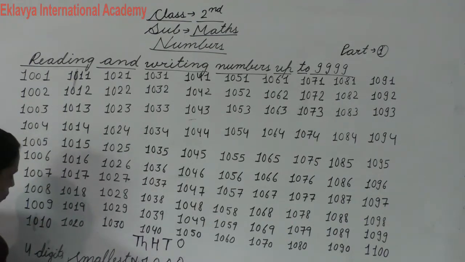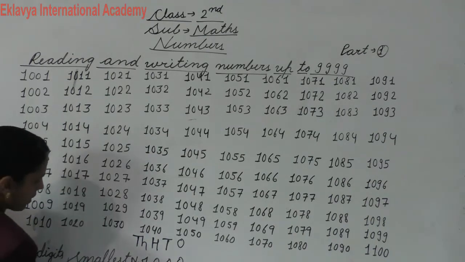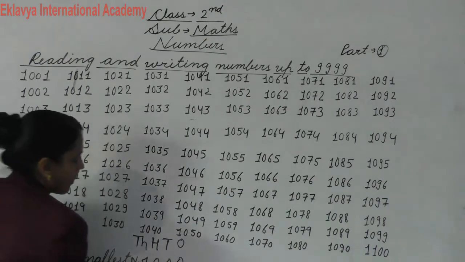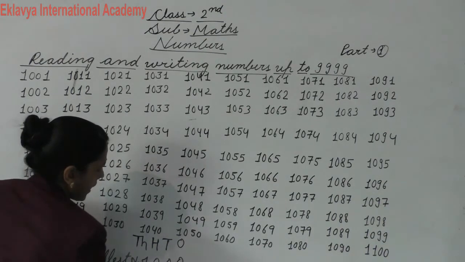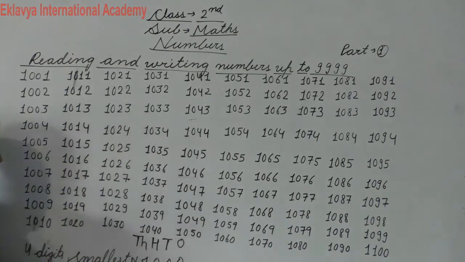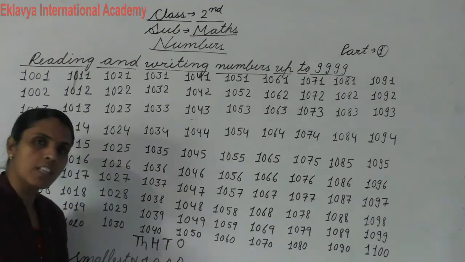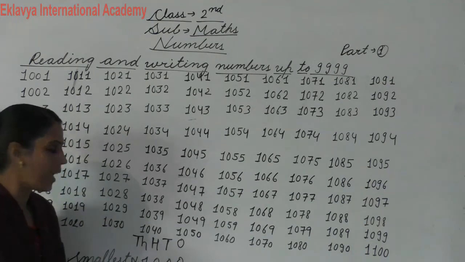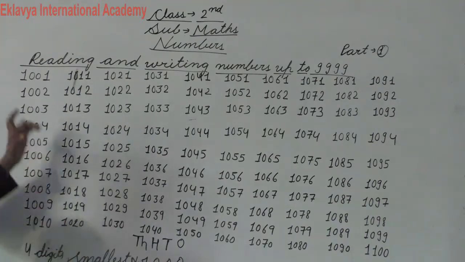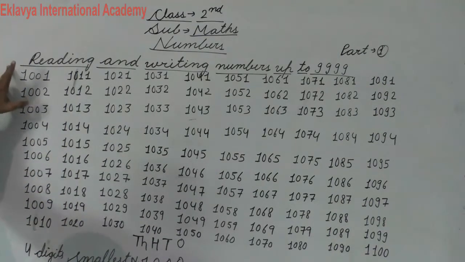Now, what is the 4 digit greatest number, beta? 9999. So what is the 4 digit smallest number? 1000, and the greatest number is 9999. So beta, first of all you are to do all the counting.